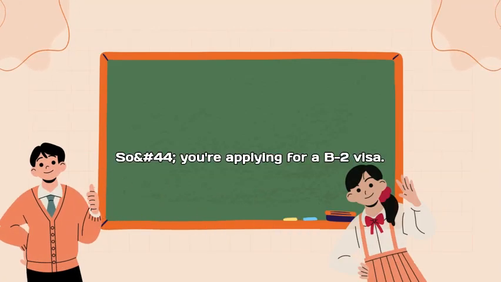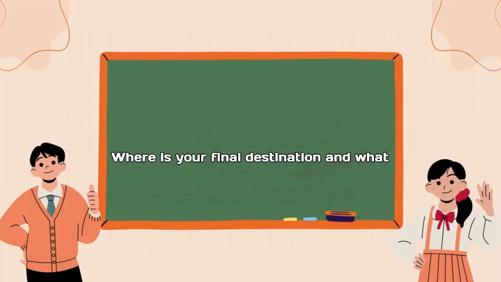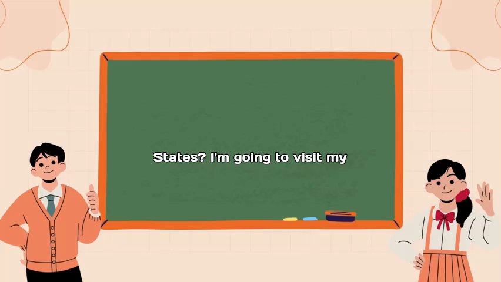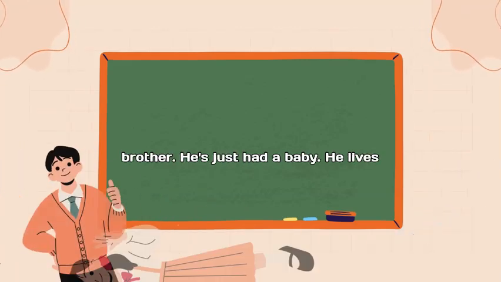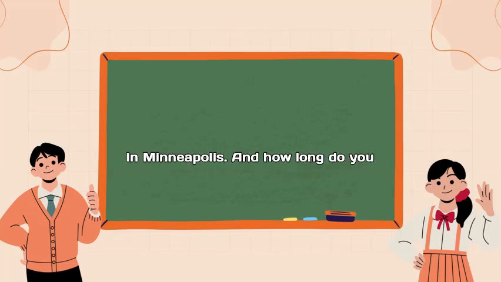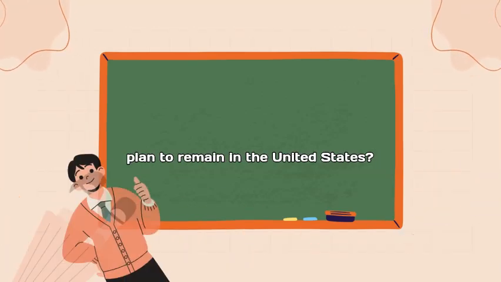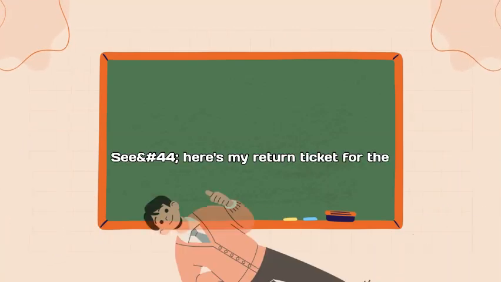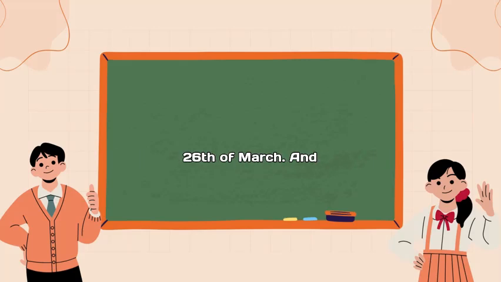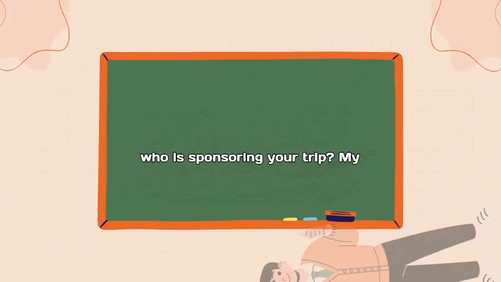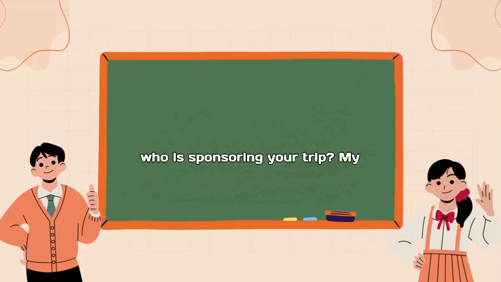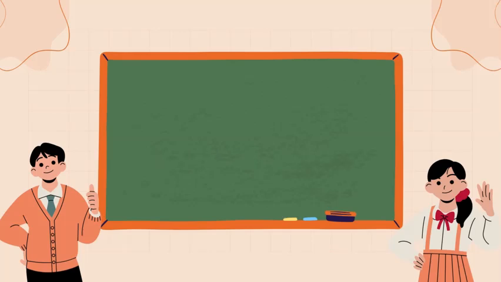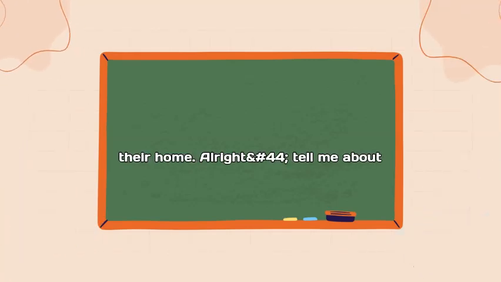So, you're applying for a B2 visa. Where is your final destination, and what is the purpose of your trip to the United States? I'm going to visit my brother. He's just had a baby. He lives in Minneapolis. And how long do you plan to remain in the United States? I'll be here for approximately 3 weeks. See, here's my return ticket for the 26th of March. And who is sponsoring your trip? My brother. Here. This is an invitation letter from him. I'll stay with him and his family in their home.